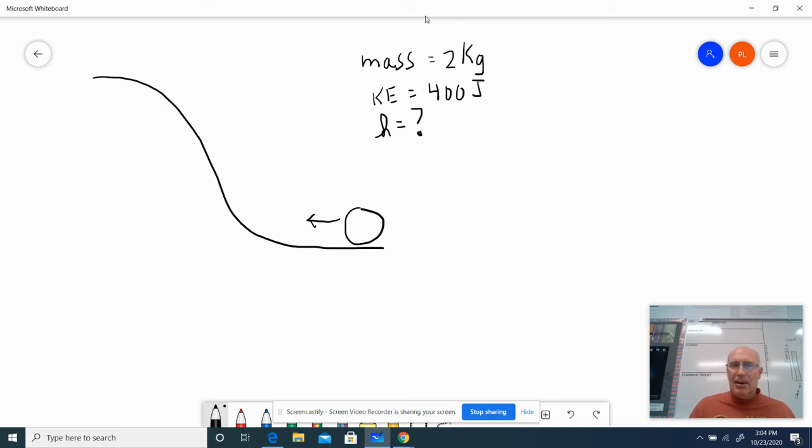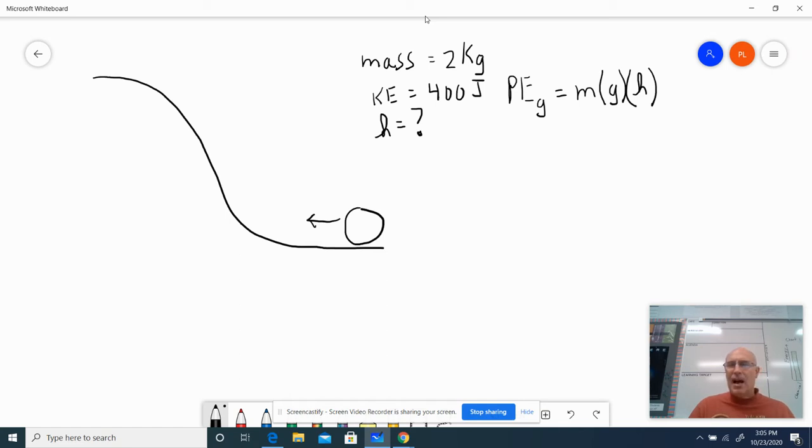Now, if I'm talking about how high it gets up the hill, I must be talking about gravitational potential energy. Gravitational potential energy has to do with how high you are. So I'm going to write potential energy. Gravitational potential energy equals mass times gravity times height. Now, how am I going to think about that? Do I know the gravitational potential energy?